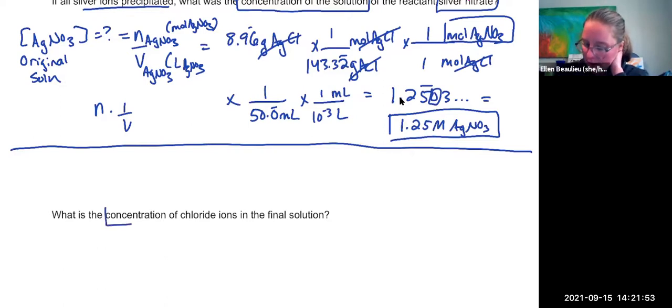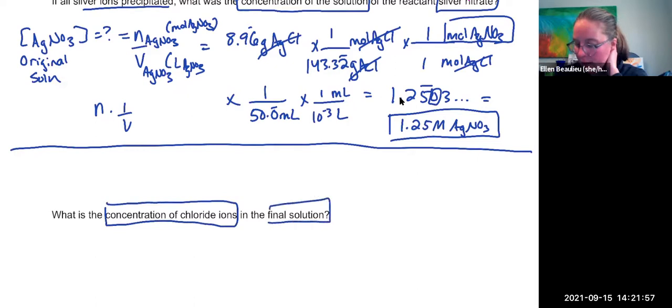What is the concentration of chloride ions in the final solution? What's the concentration of chloride ions in the final solution? So this question is asking me how much chloride is left in the final solution.